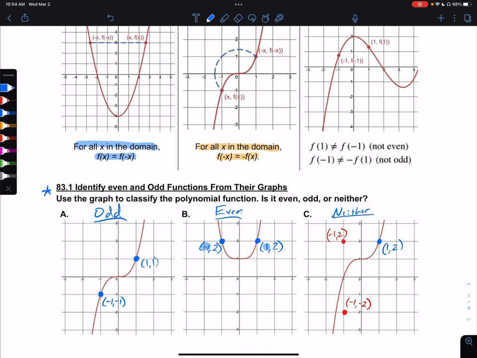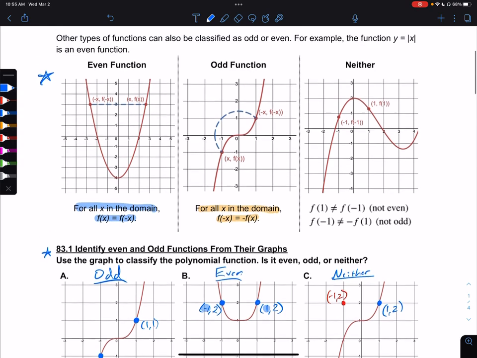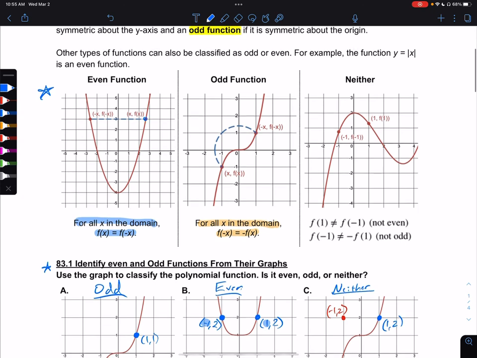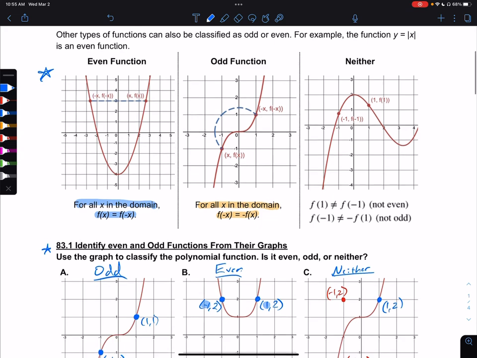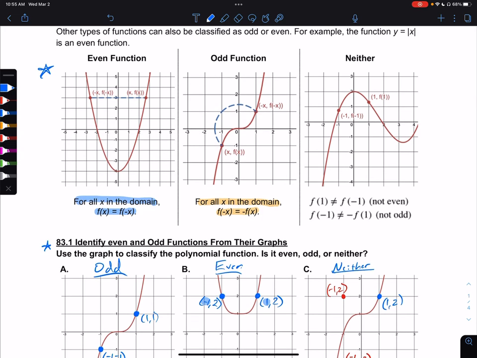I'll say it one more time. Don't overthink this. Compare your points. If your point reflects left to right across the y-axis, you have yourself an even function. If it's an odd function, it will be spun about the origin 180 degrees, and if it does not do either one of those things, we're going to select neither.